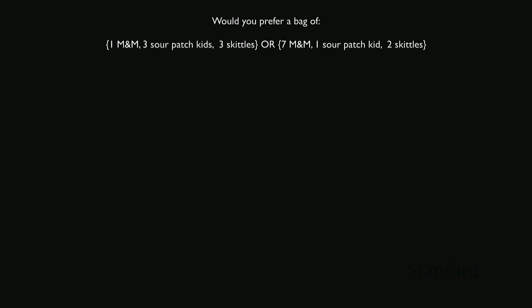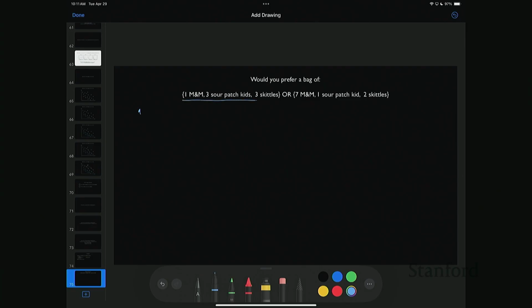Okay, so first question here. Would you prefer a bag of 1 M&M, 3 Sour Patch Kids, and 3 Skittles, or a bag of 7 M&Ms, 1 Sour Patch Kid, and 2 Skittles? The first one, okay. All right, we're going to do some writing here. Okay, so basically, I picked this one. And so we know then, or at least we're making this assumption, that this weight vector times, we'll call this option A, this option B, times option A will result in a higher value, a higher objective, than her weight vector times option B.